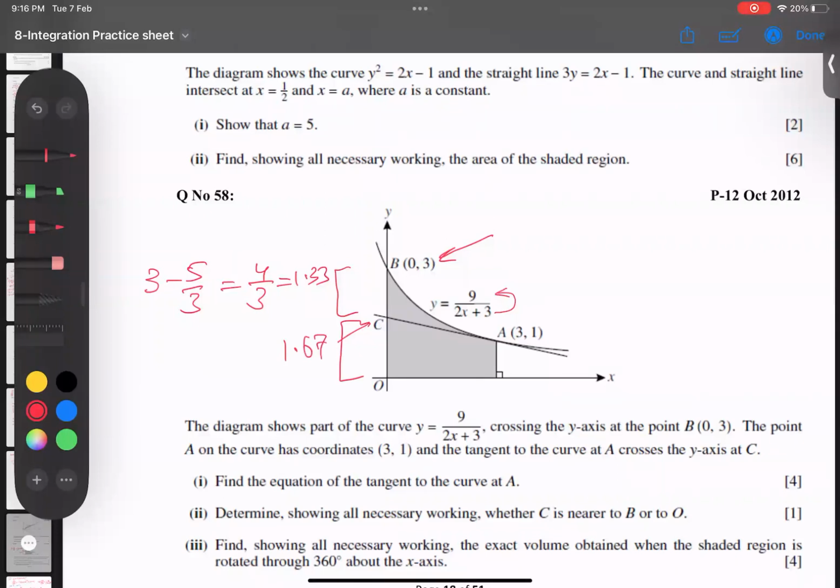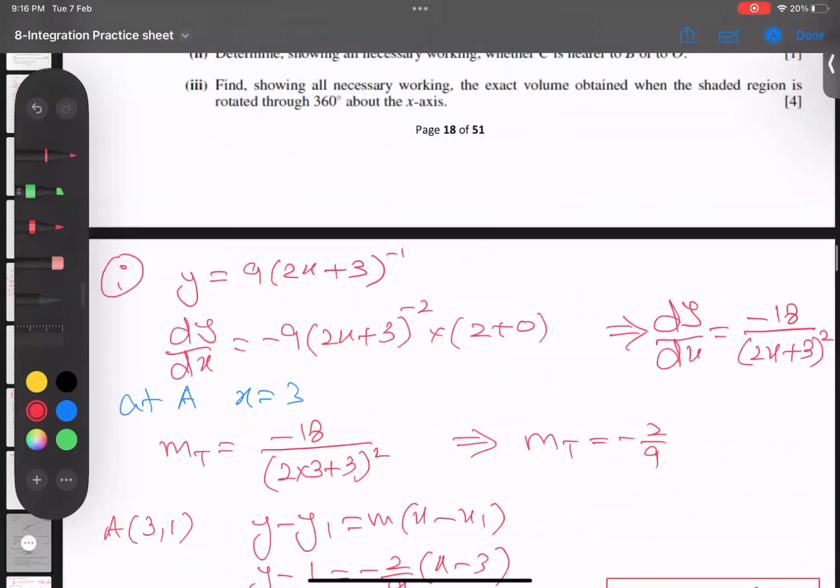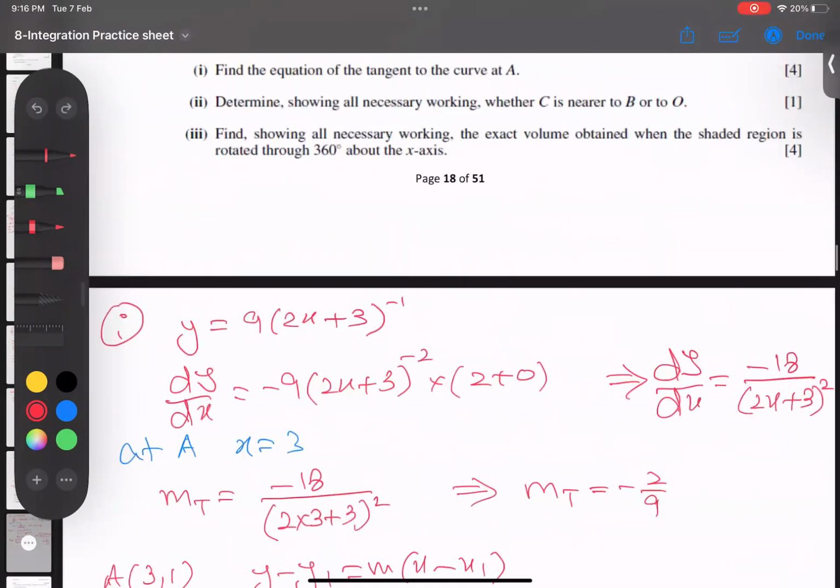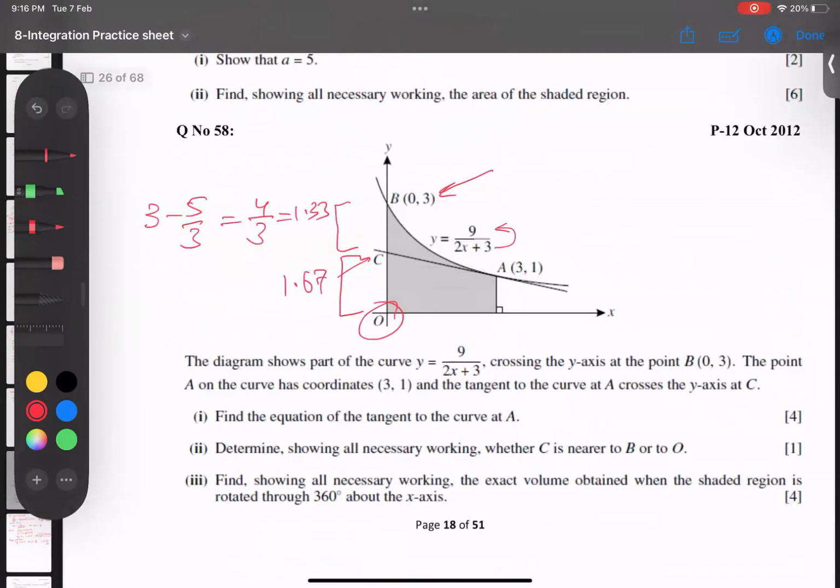How come? Because you know the C coordinate very well. You can see the C coordinate is 5 by 3, which is equal to 1.67. And this is the origin. Origin stands for 0. So this gap, how much? 1.67. This gap, how much?